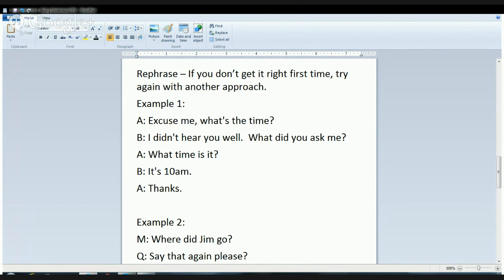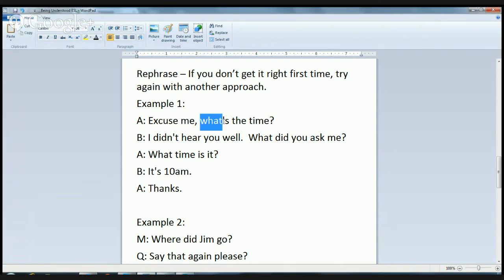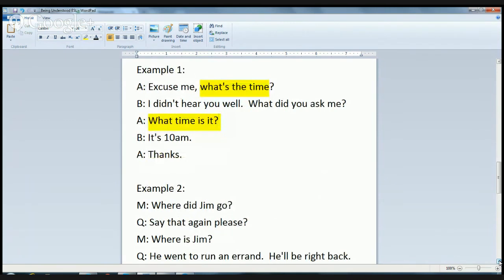Okay, so Ava, what happened in this dialogue? That the second person doesn't hear the other very well. Then she asks her to repeat, and the other person asks the same question, but in another way. Very good. That's called rephrasing. And it was effective. It worked.